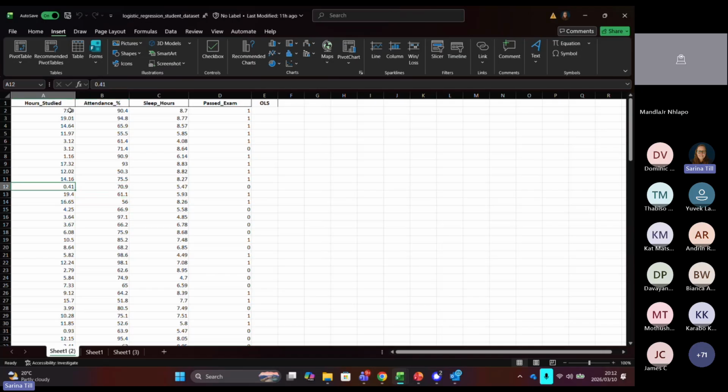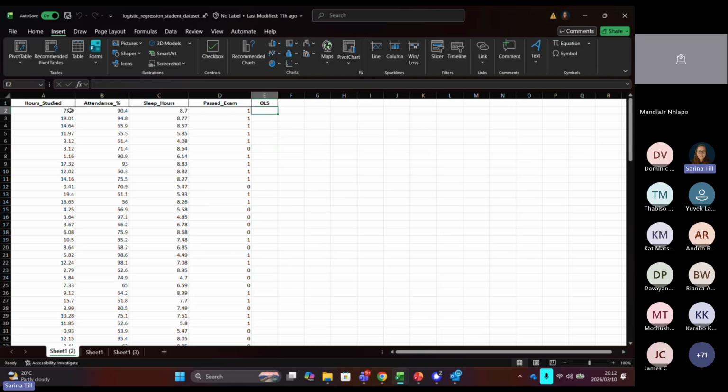This one studied 0.4 hours. His attendance is 70%. He slept 5 hours. He didn't make it. So we can see that there's correlations here. Okay, and we can go work out those correlations as well to say if there's positive or negative correlations. All right, so we can basically see a student obviously should sleep more and attend more and study more, then they'll pass the exam. So let's go do this example.